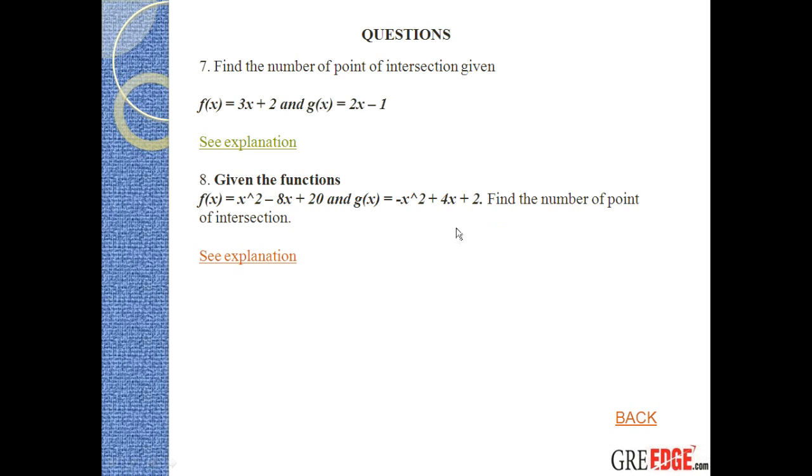Okay, let's see the next question. Here f of x is given as x square minus 8x plus 20 and g of x is given as minus x square plus 4x plus 2. Now we have to tell how many points of intersection there are.